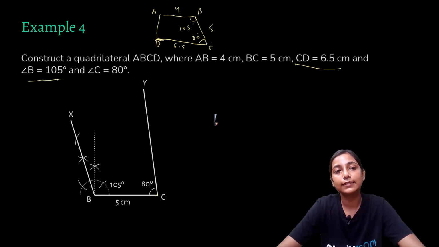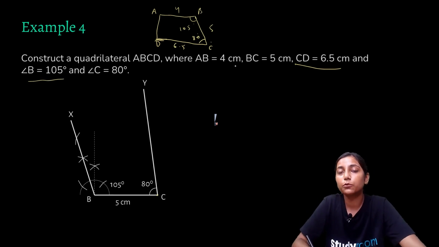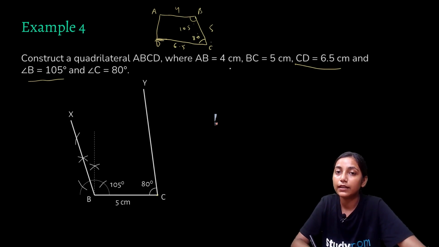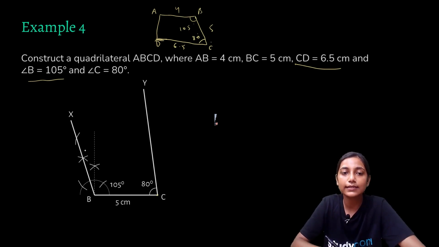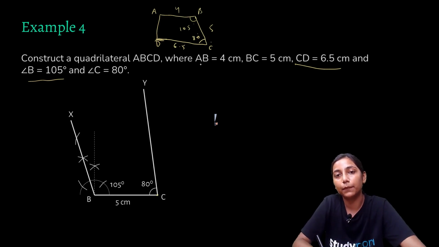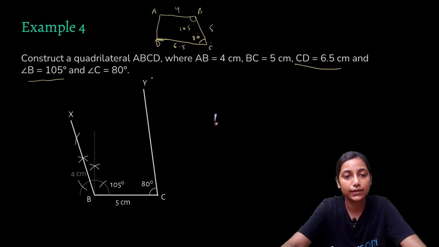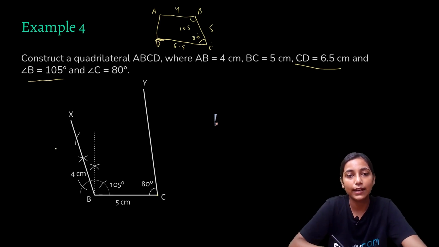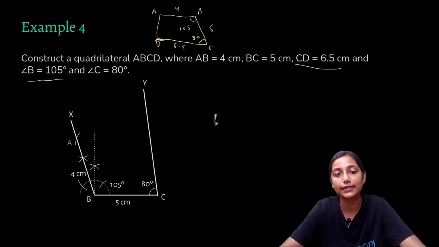Now the next is that we are given AB to be 4 centimeters. Now this is an extended line. Use B as the center and draw an arc of radius 4 centimeters on this extended line. And the point where this extended line and the arc intersect, that point is going to be our vertex A. So this is our point A, and this AB line segment is of 4 centimeters.